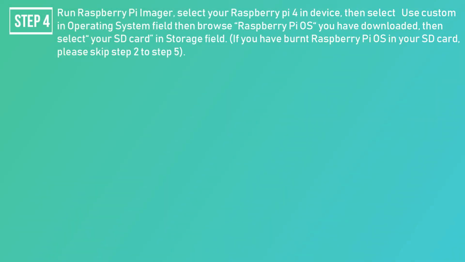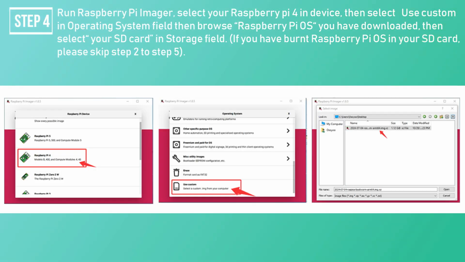Step 4. Run Raspberry Pi Imager. Select your Raspberry Pi 4 in Device, then select Use Custom in the Operating System field, then browse to the Raspberry Pi OS you have downloaded, then select your SD card in the Storage field. If you have burnt Raspberry Pi OS to your SD card, please skip Step 2 to Step 5.